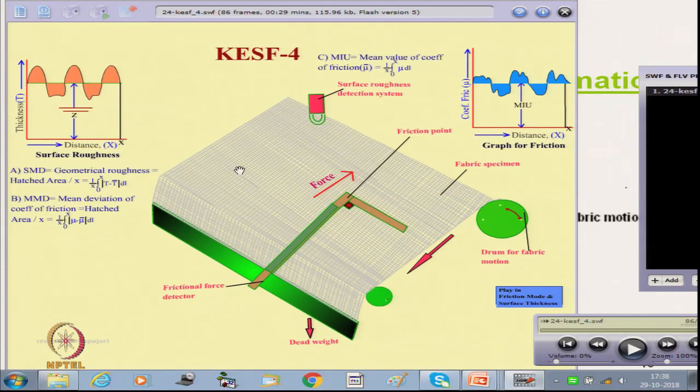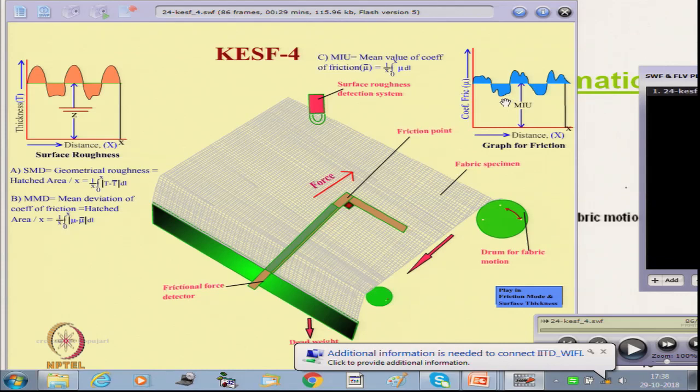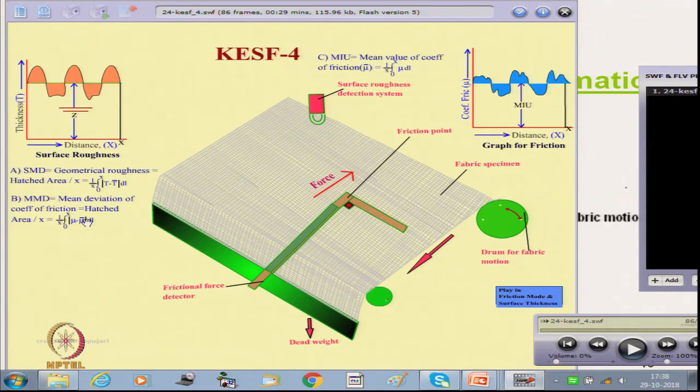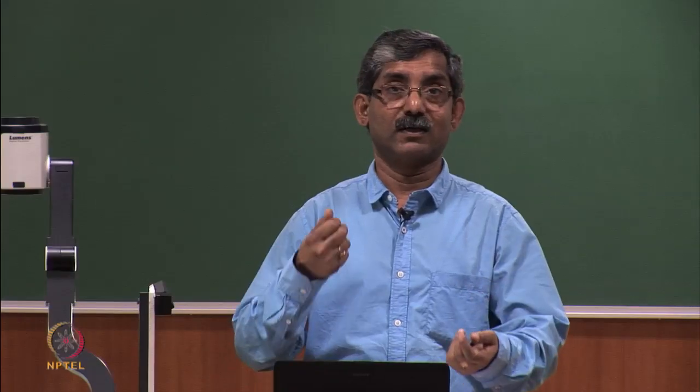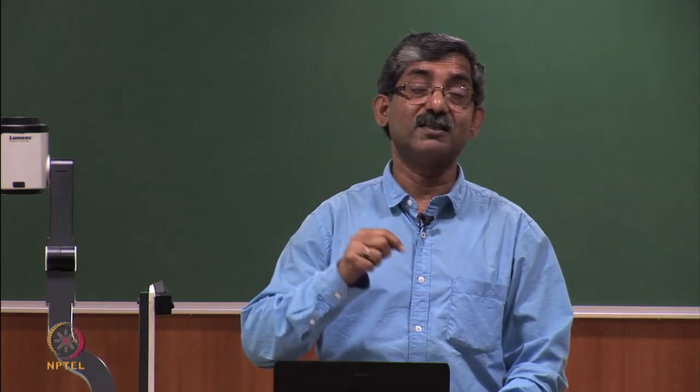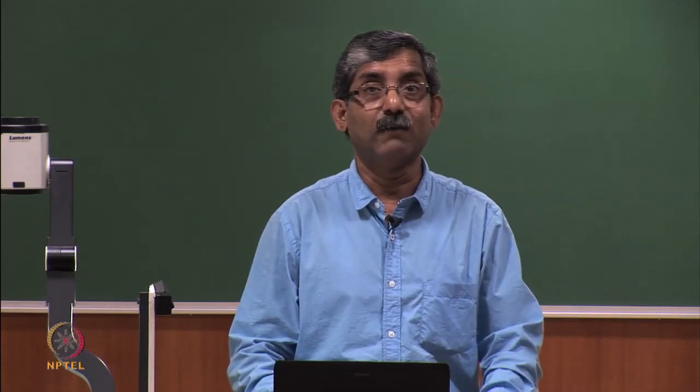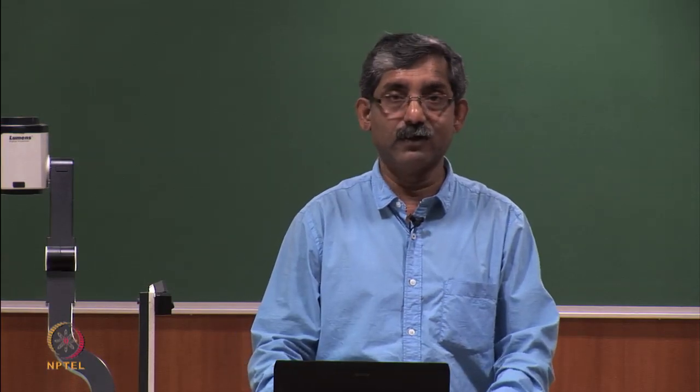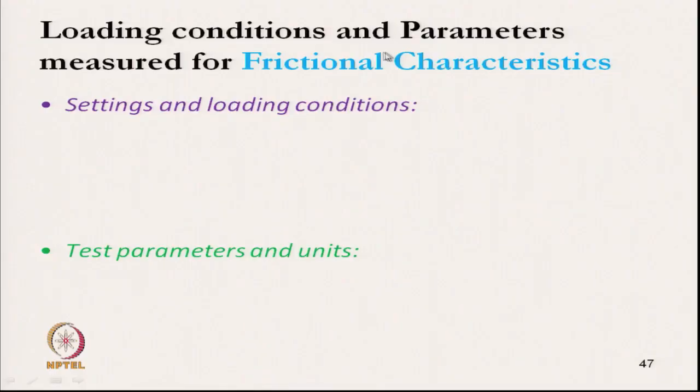All 3 parameters, as we know, are related only to the surface characteristics of the fabric. That means, the higher the roughness, the higher will be the SMD, because the area will be higher. Similarly, MMD, the mean deviation of coefficient of friction, is extremely important to judge whether the fabric has a scroopy feeling, whether there is any stick-slip mechanism. A higher MMD value will show the scroopy feeling. So, let us see the loading conditions and parameters measured for frictional characteristics.